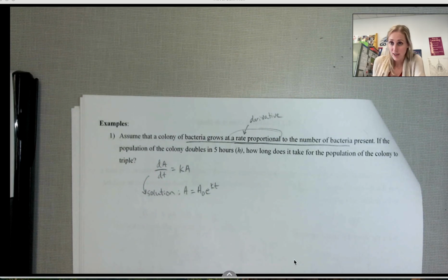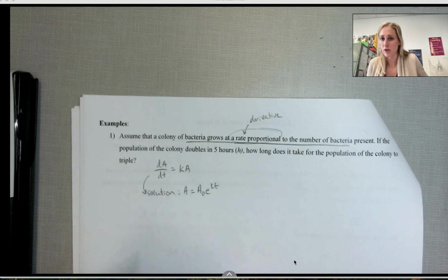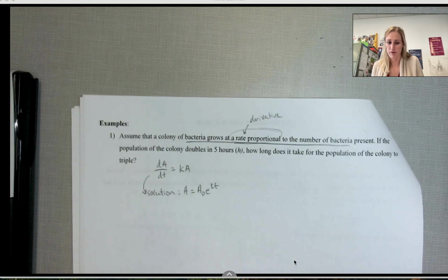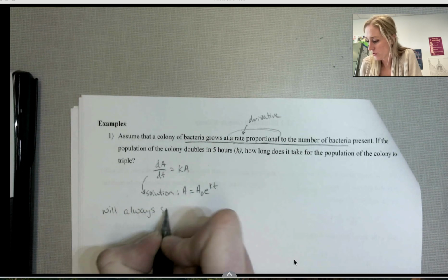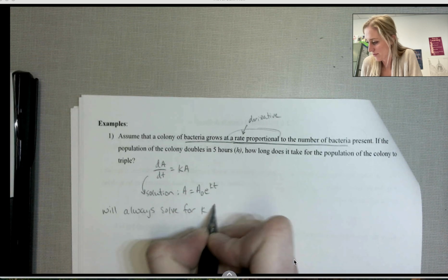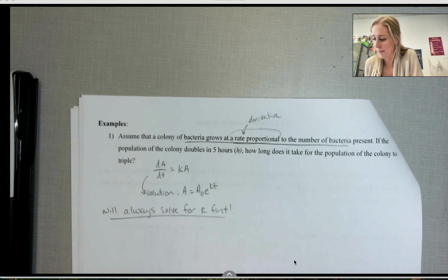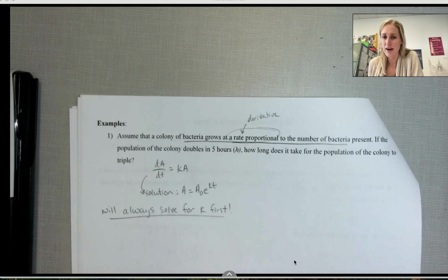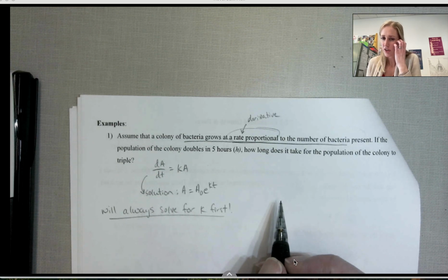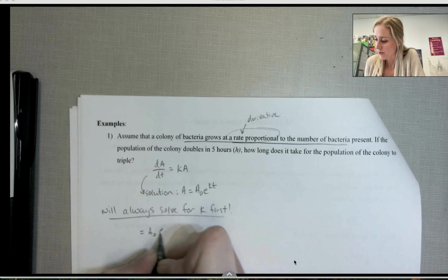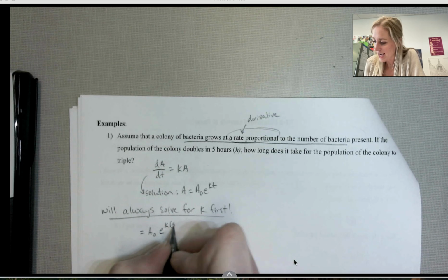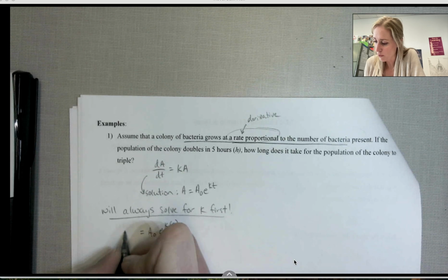All right, in all of these, just so you guys are aware, you are going to have to solve for K first, okay? So let's plug in what we know, and we are going to solve for K. We'll always solve for K first. Okay, so here is what I have. We have the population of this bacteria colony doubles in 5 hours. So we have some initial amount, we're not sure how much, right? We don't know our K right now, but after 5 hours, this population doubles. So it got multiplied by 2, right?